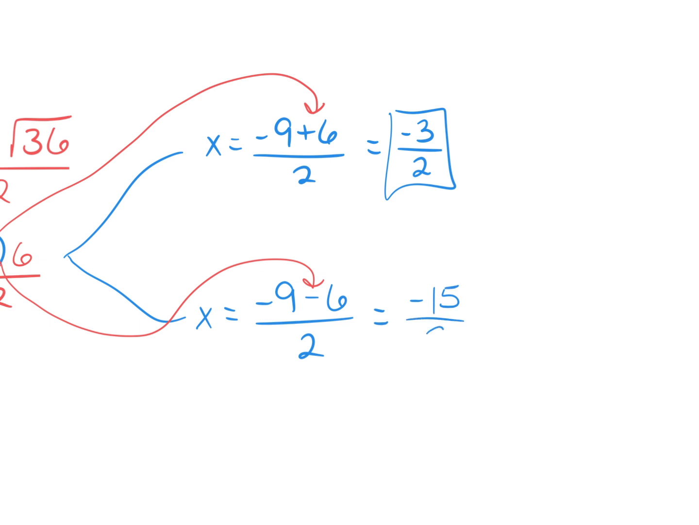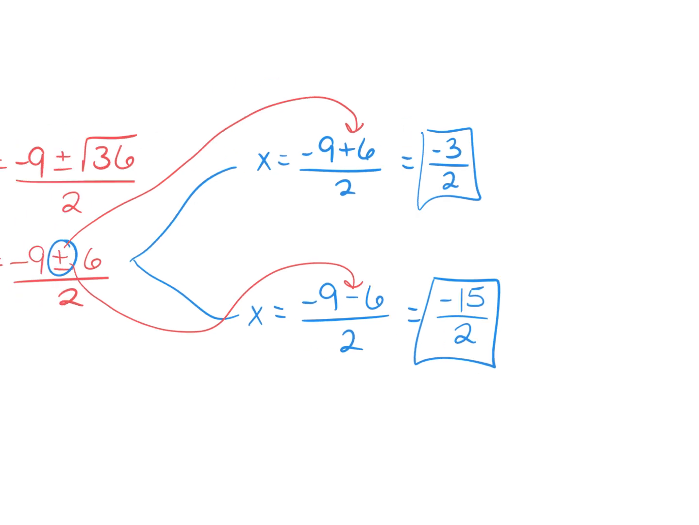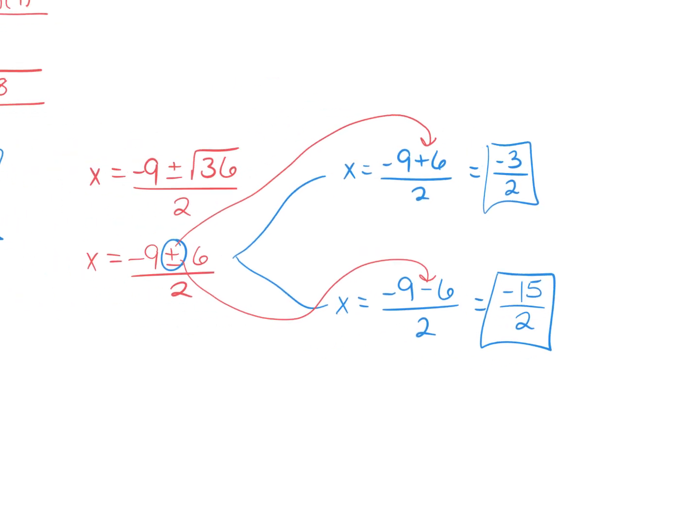Negative 15 divided by 2. Can I simplify that? No. You can write it as a decimal or you can leave it as a fraction. So now you see how we have two answers here? If that square root does turn out to be perfect, we can go into two options.